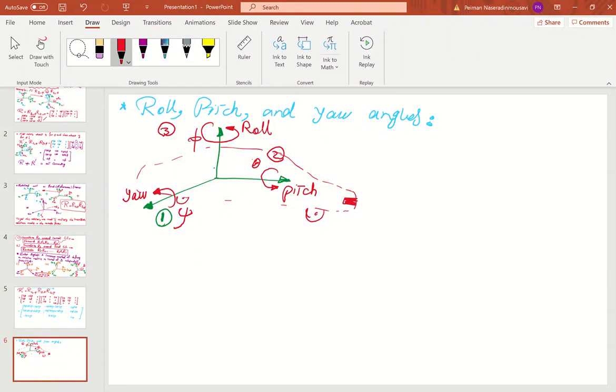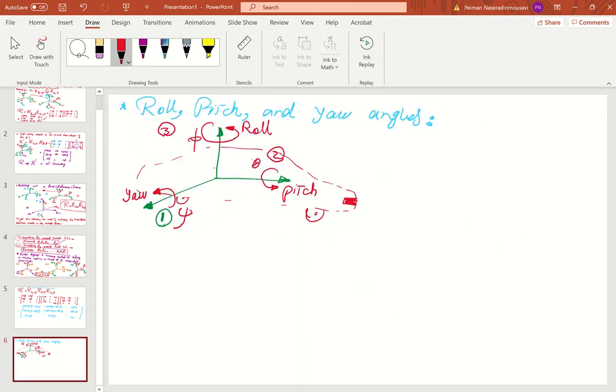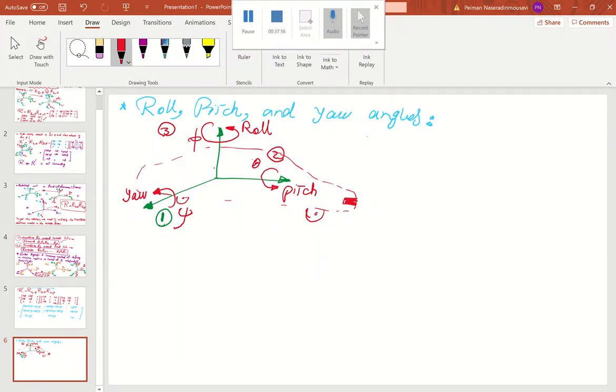So okay. If I ask you how to calculate the final rotation matrix and which of them is valid for your car, for example, you have to say number 2. Why? Because you are rotating around the fixed coordinate system, fixed frame, not the current frames. That's right. So this is a very important difference between the roll, pitch, yaw and the Euler angles. Understand?